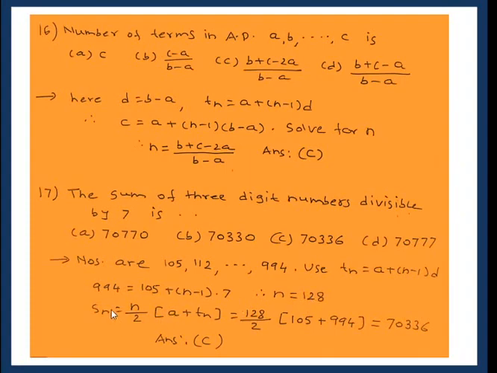Now what is the formula for the sum? It is n by 2 into a plus Tn. Substitute the values and simplify to get the sum as 70,336. It is given in which option? Option C.